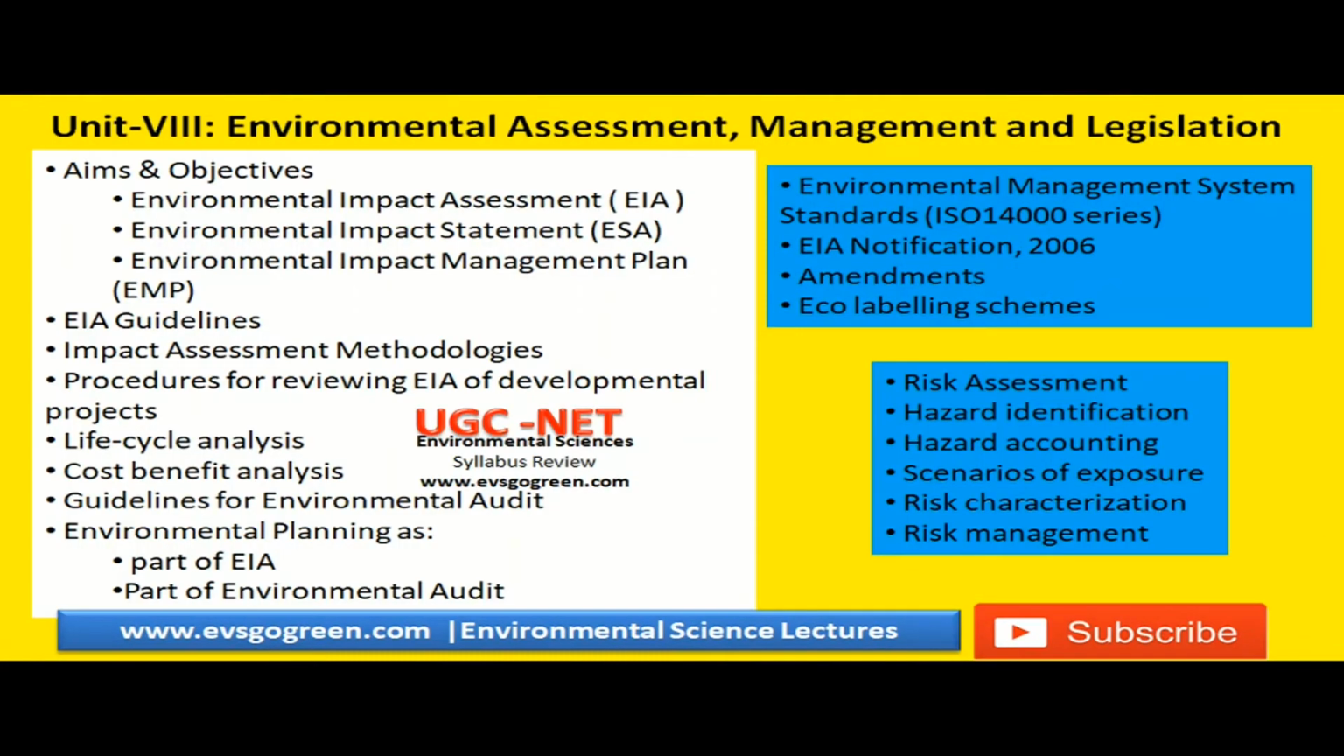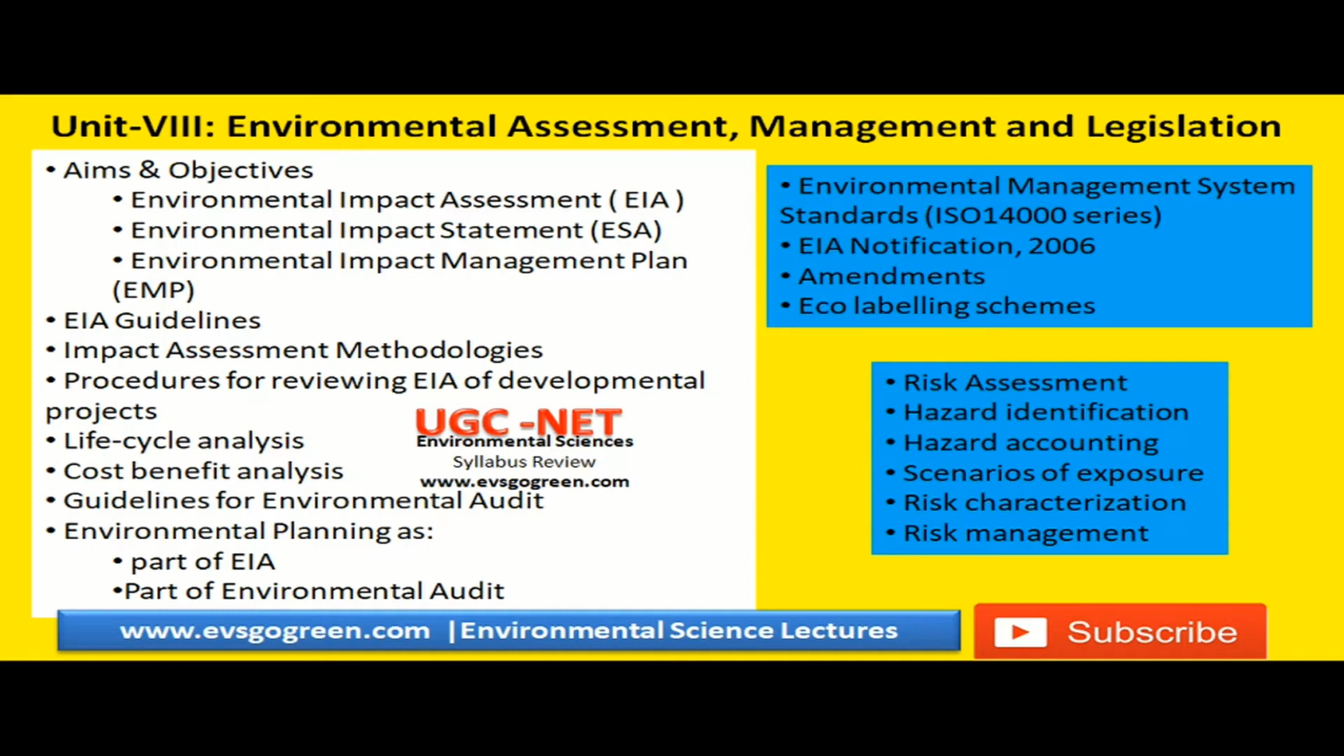Now let's begin. Unit 8 contains the aims and objectives of the environmental impact assessment, the environmental impact statement, and the environmental impact management plan. In short form, they are called EIA, EIS, and EMP. Then you will have to know the guidelines for the EIA process, followed by the methodologies of the same. So how will you do an impact assessment? What are the methodologies there? And what are the procedures for reviewing the environmental impact assessment of developmental projects? Developmental projects means building a road inside a forest, or building a dam.